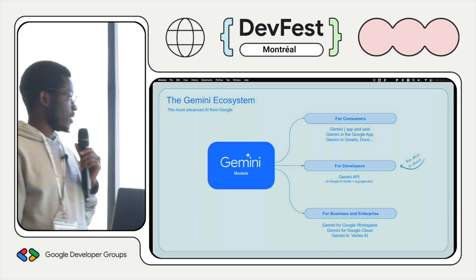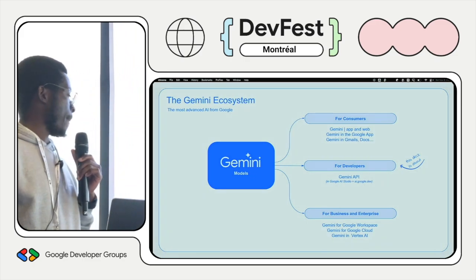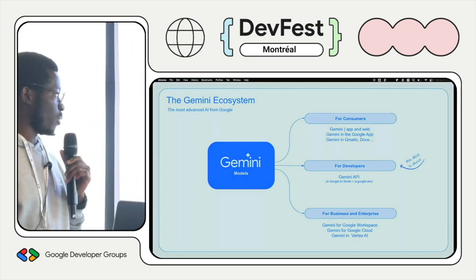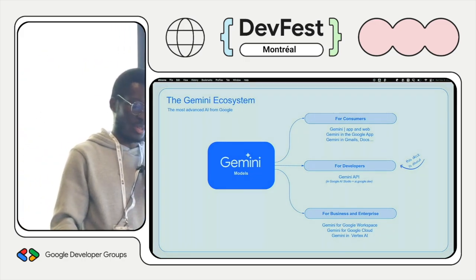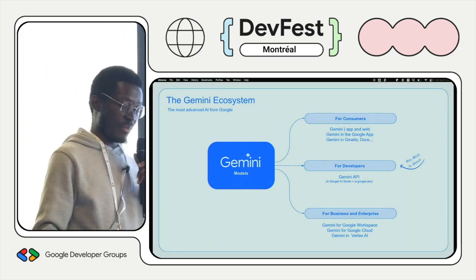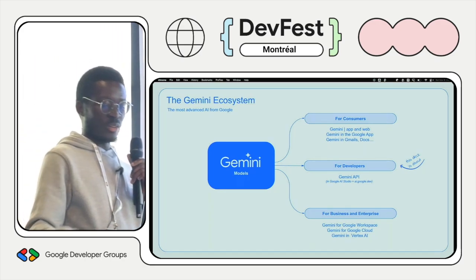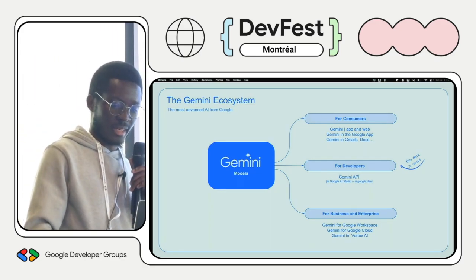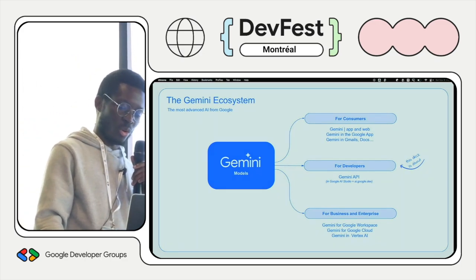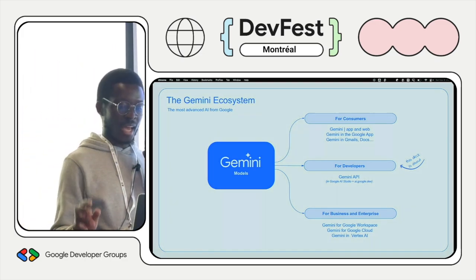The second part is Gemini for developer. That includes the Gemini API and all the SDKs that are available for developers to use in their own applications. The last category is Gemini for business and enterprise. This is basically all things related to Google Workspace, Gemini for Google Cloud, the Vertex AI kind of stuff, and so on. But today we'll be most focused on Gemini for developer.